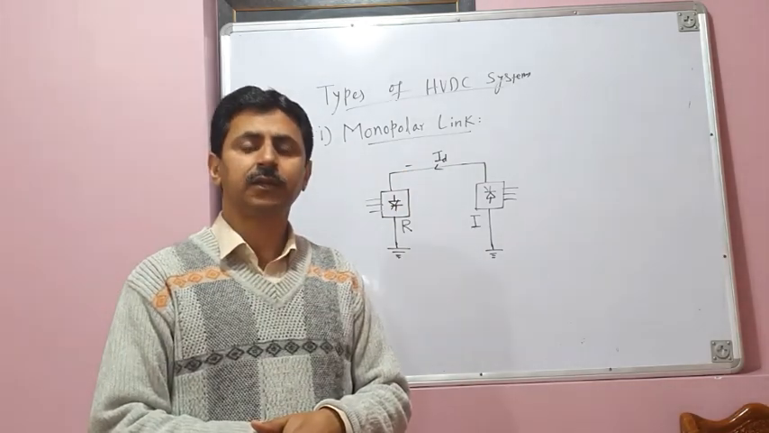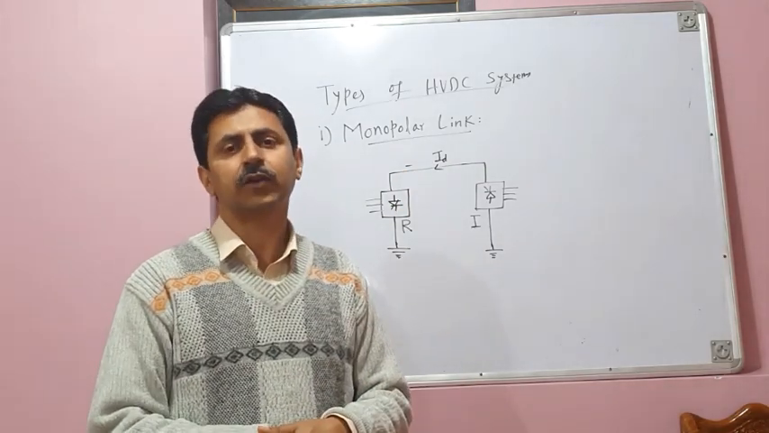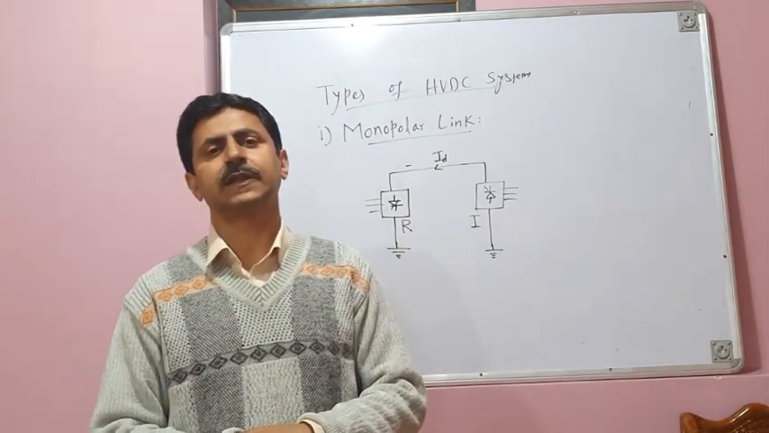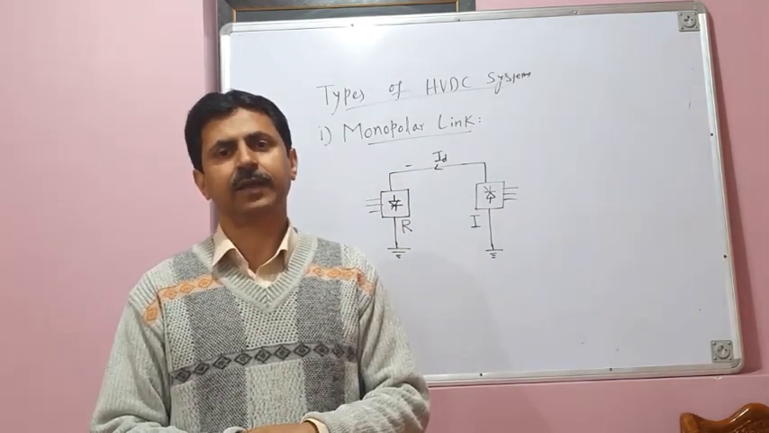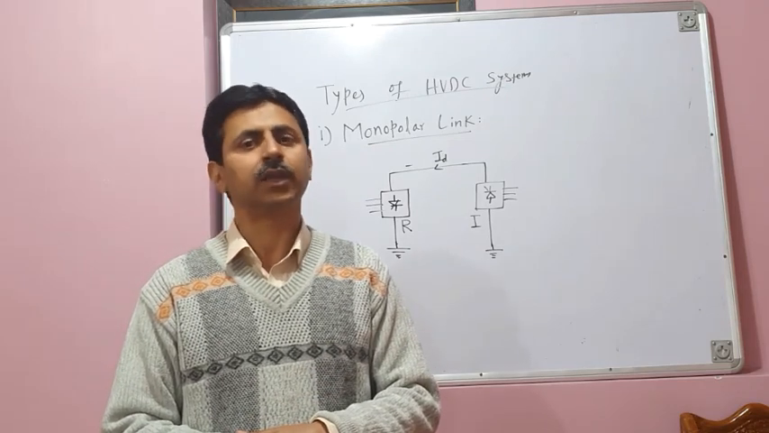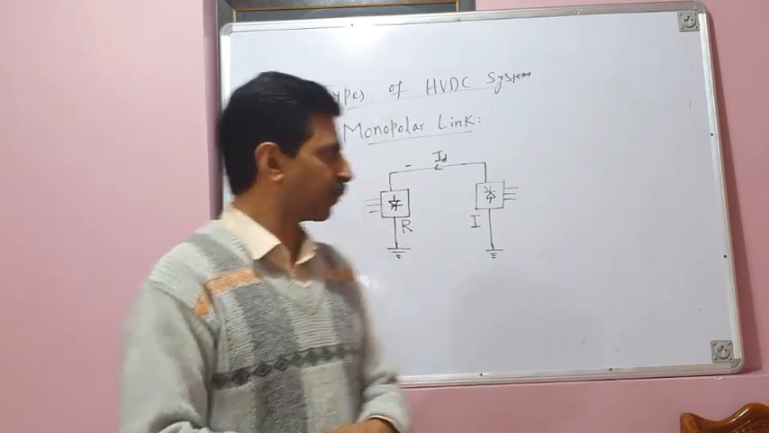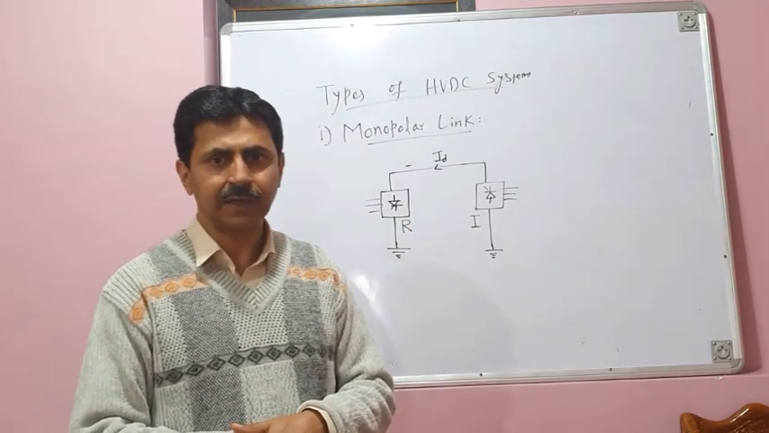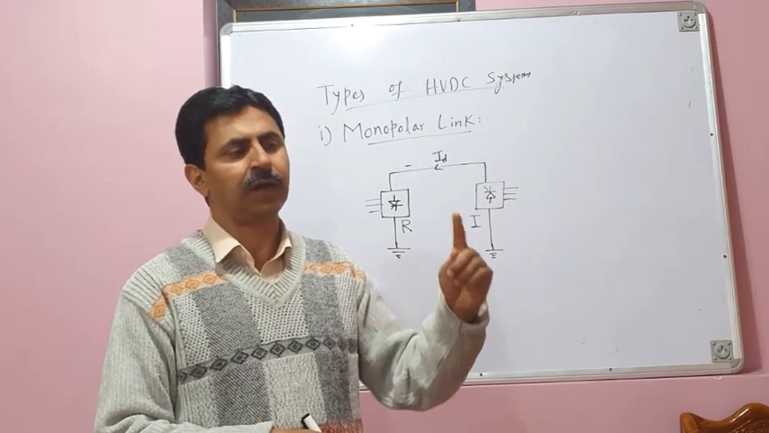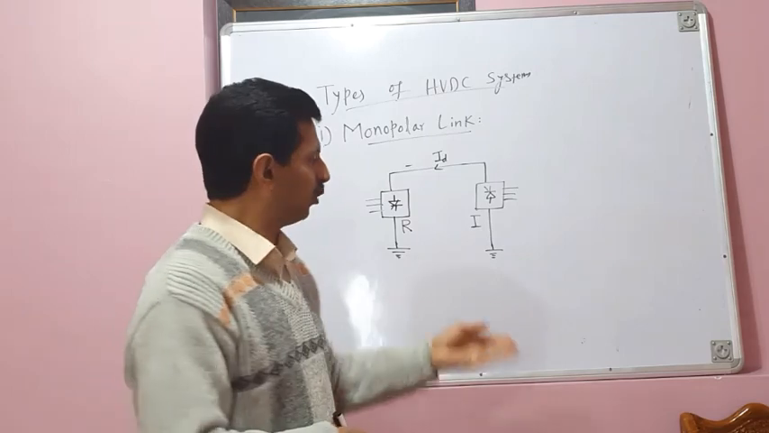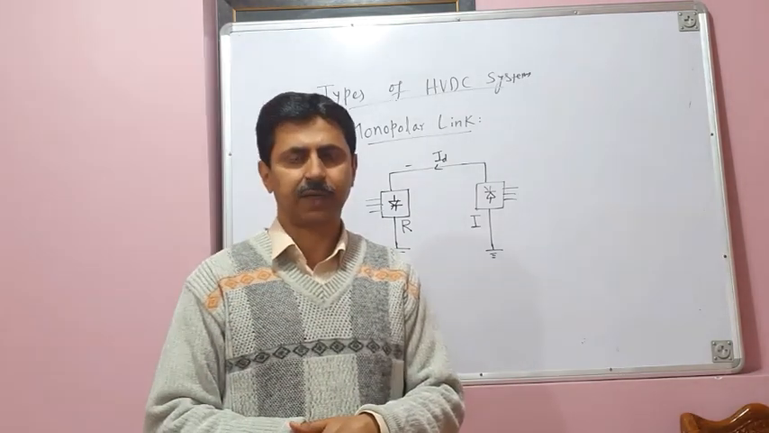Negative polarity results in less corona. Why negative polarity? Why not positive polarity? Because negative polarity results in less corona loss and less radio interference. That is the advantage with negative polarity of the conductor. So this is the simplest type of HVDC link or HVDC system. Only one conductor has to be laid and ground or sea is used as a return path.